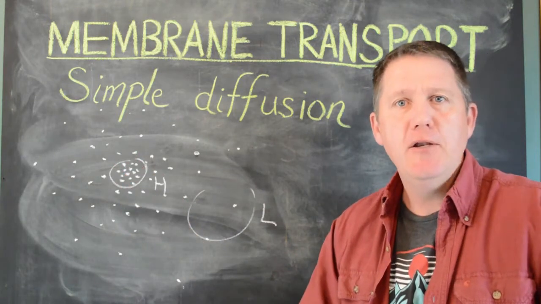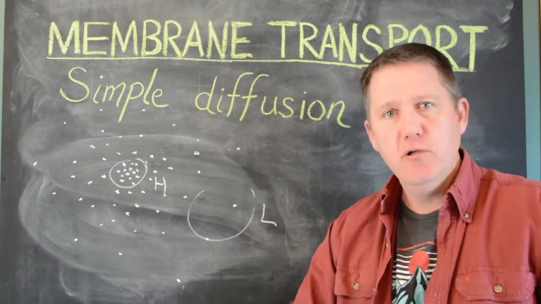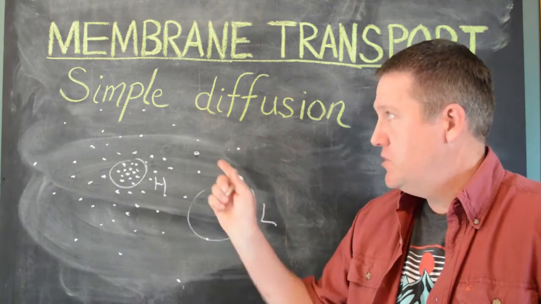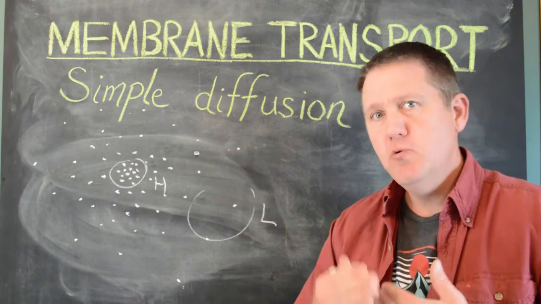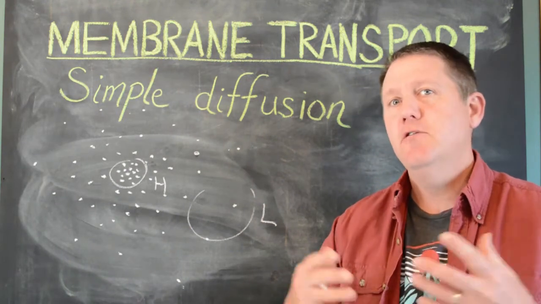But obviously when we apply it to a cell, we want to look at how particles move across the membrane. And with simple diffusion, it's only those particles that don't see the membrane as a barrier that diffuse that way.